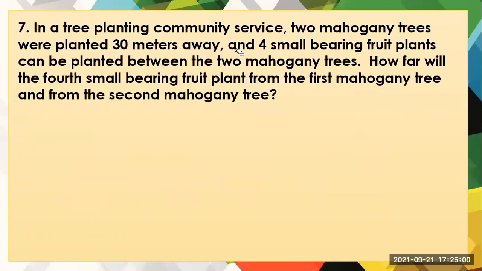Okay, so this time we're going to have a word problem. In a tree planting community service, 2 mahogany trees were planted 30 meters away, and 4 small bearing fruit plants can be planted between the 2 mahogany trees. How far will the 4th small bearing fruit plant be from the first mahogany tree and from the second mahogany tree?